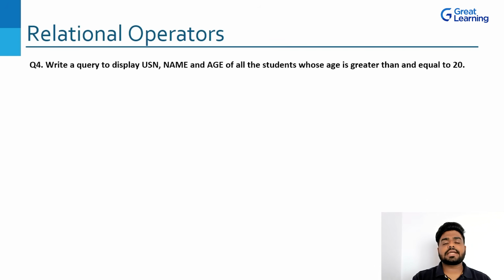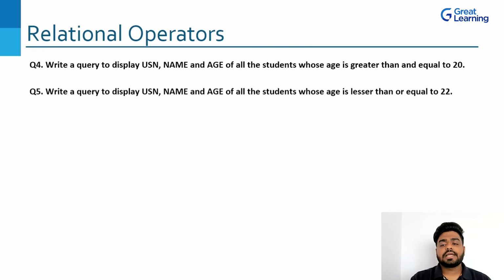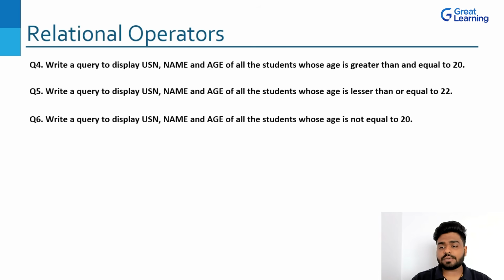Next question can be, write a query to display USN, name and age of all the students whose age is greater than or equal to 20. This also you can do. Lesser than or equal to 22, this also you can do. And whose age is not equal to 20, this also we can do. In this last question, which is age is not equal to 20, you can use any of the 3 symbols. Try to do it on your own. Try to see whether you're getting the answer as imagined or not.